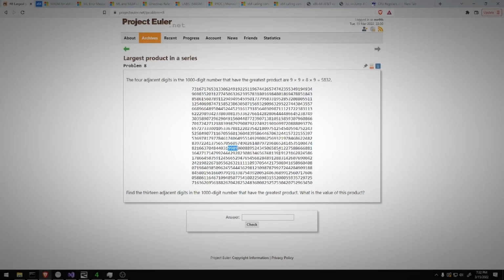So this problem says the 4 adjacent digits in the 1,000 digit number that have the greatest product are 9 times 9 times 8 times 9 equals 5,832. I've highlighted right there where the 9989 is. Find the 13 adjacent digits in the 1000 digit number that have the greatest product. What is the value of this product?